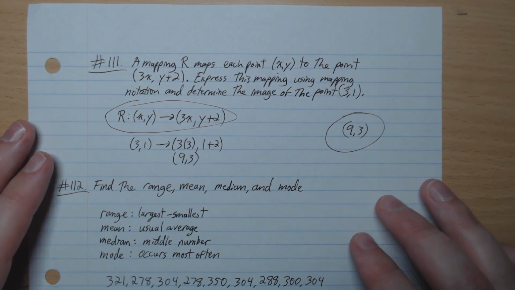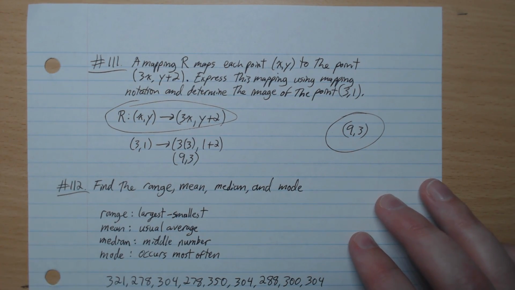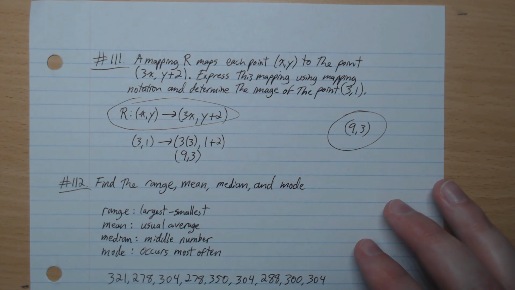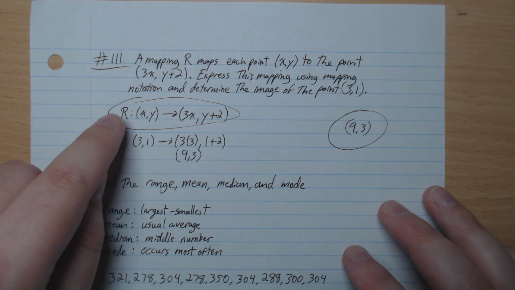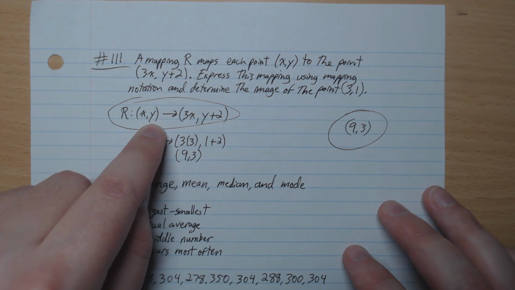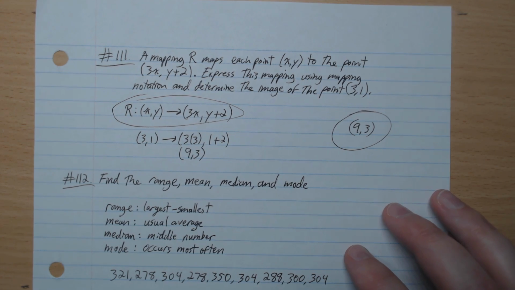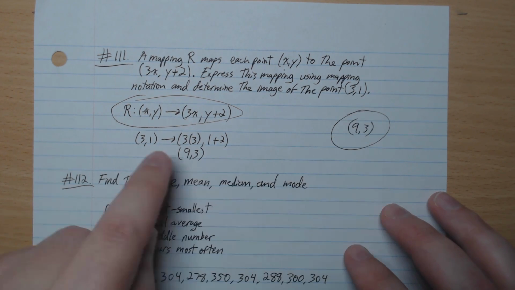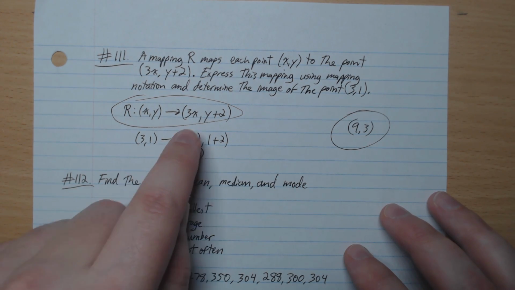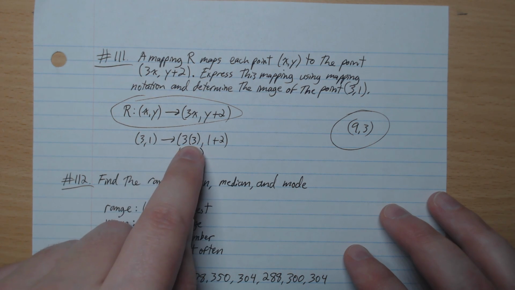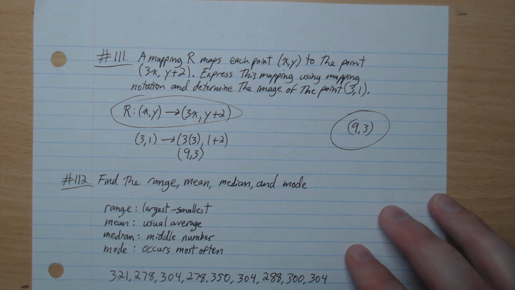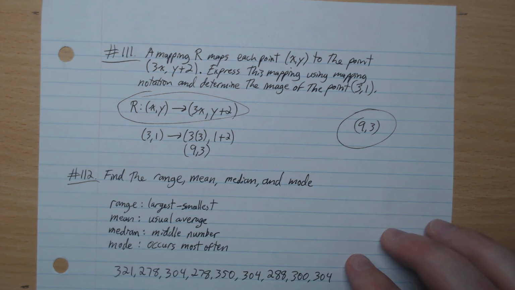Okay, number 111. A mapping R maps each point x, y to the point 3x, y plus 2. Express this mapping using mapping notation and determine the image of the point 3, 1. So this is how you write it. R colon x, y being mapped to 3x, y plus 2 as such. And so we have 3, 1 here, 3 times 3 for the x value, and 1 plus 2 for the y value. So the new point is 9, 3.